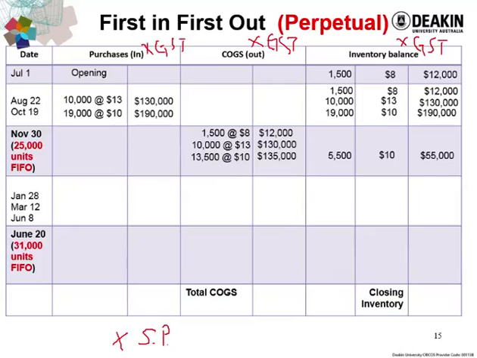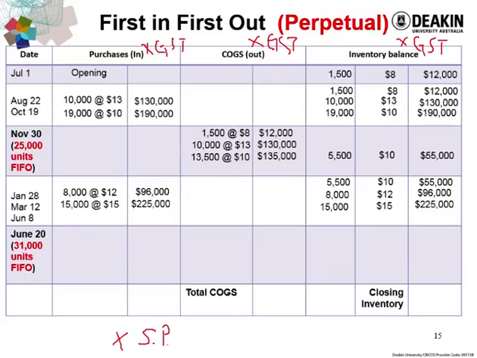Then on 28th of January, March 12th, and 8th of June, we make another 3 purchases with 8,000 units at $12 each, 15,000 units at $15 each, and 6,000 units at $13 each. So this will leave us with 4 lines of running balance for the inventory.